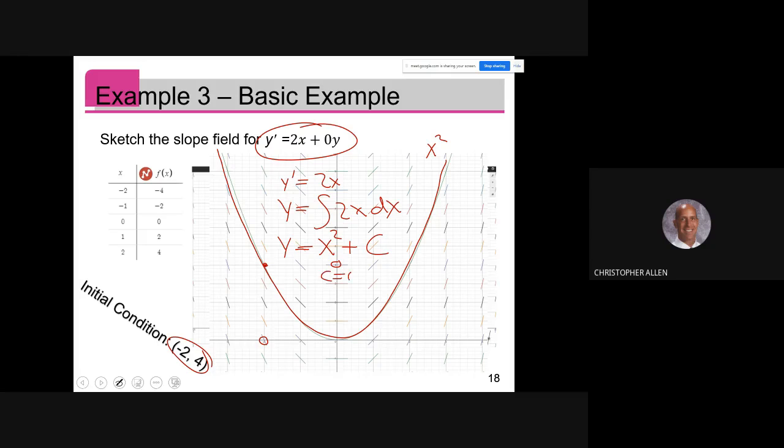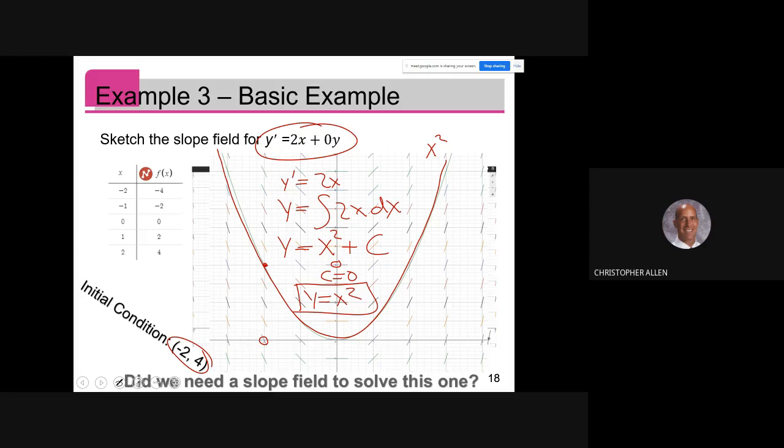C turns out to be 0, so this is y equals x squared. We could have done that without a slope field. In fact, you might say, Mr. Arm, why don't we just spend 5 minutes talking about it? Because I wanted you to see an easy example of how this works. If I had given you a different initial condition, you would have probably gotten a different curve.